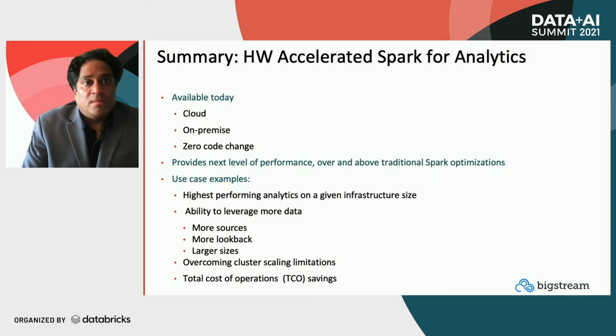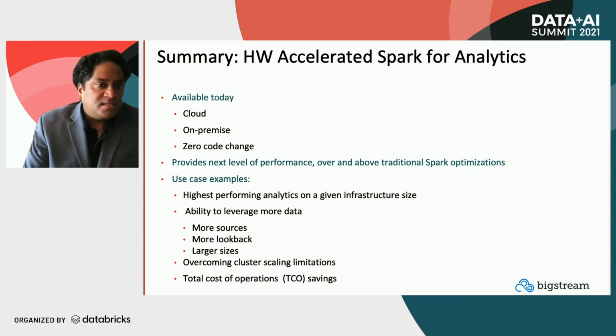So in summary, hardware acceleration is here. We believe it's taking off, especially for Spark for analytics. It's available today. It's on the cloud. It's also on premise, and it also offers zero code change, so no disruption to your work processes. The way you want to think about it is it provides a next level of performance, but it really enhances the traditional Spark optimizations we talked about. So any optimization Spark does, Catalyst does, the optimizer, acceleration will just ride that because it's accelerating on a per task basis in general.